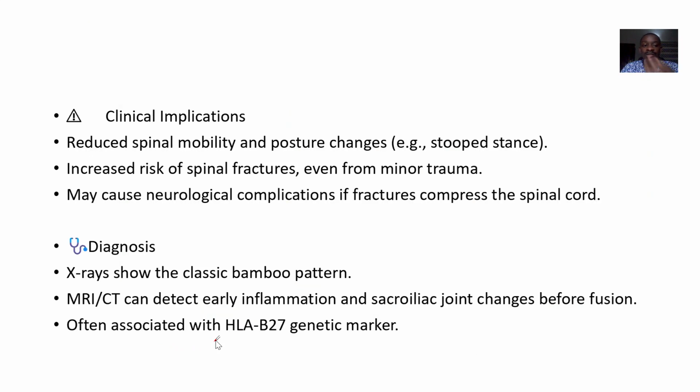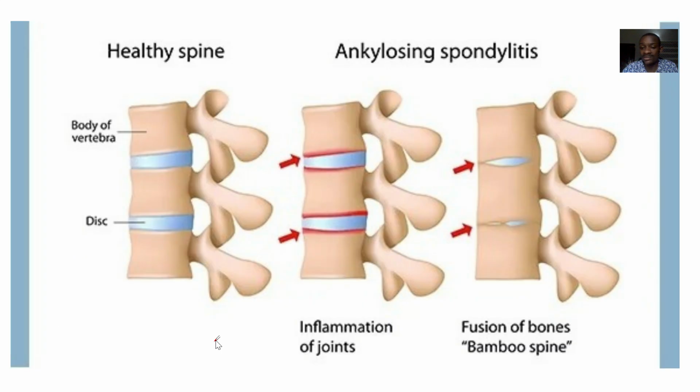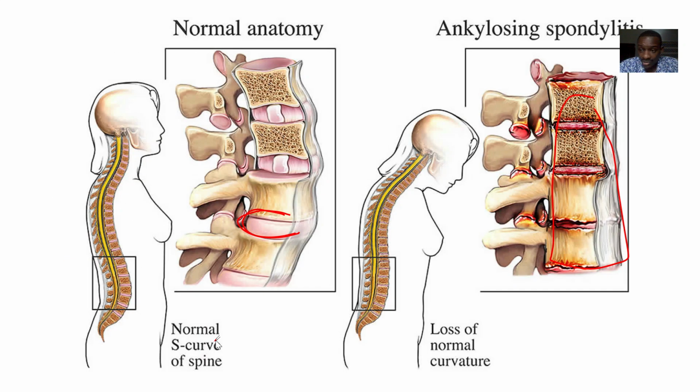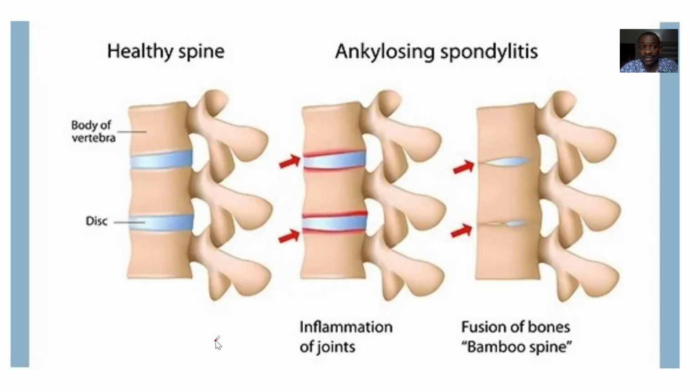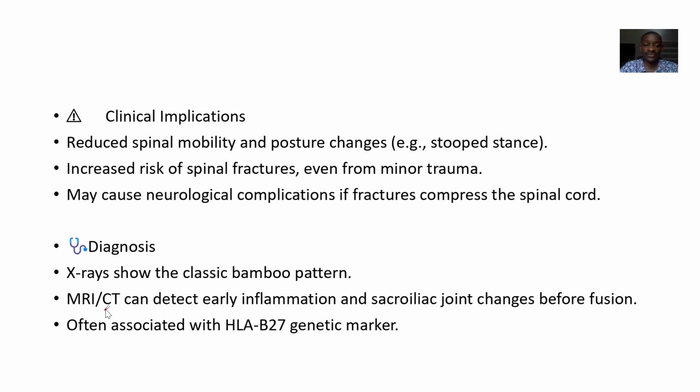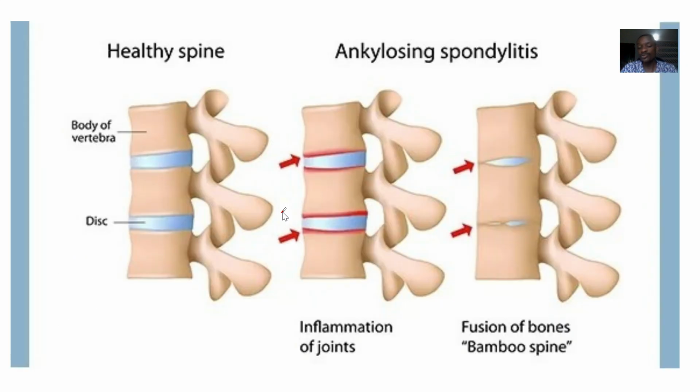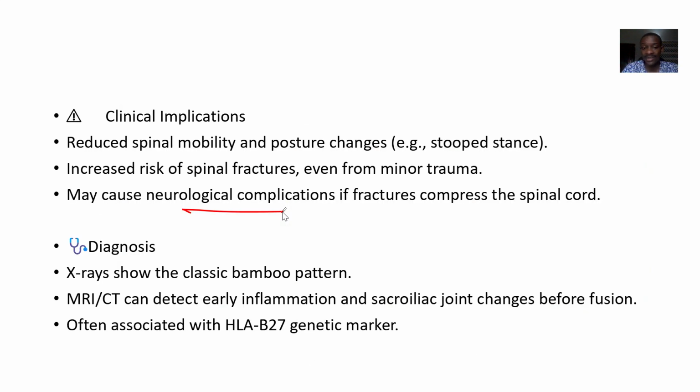The process is irreversible and flexibility is greatly lost. Okay, so clinical implications: there's reduced movement there, and the person is kind of bending. The posture is different now; it's bent. There's increased risk of spinal fractures. It may cause neurological complications if it compresses any nerve around that place. For you to view this, you use X-rays, MRIs.